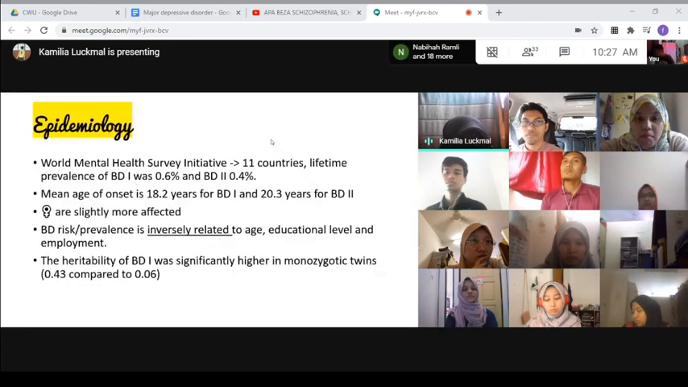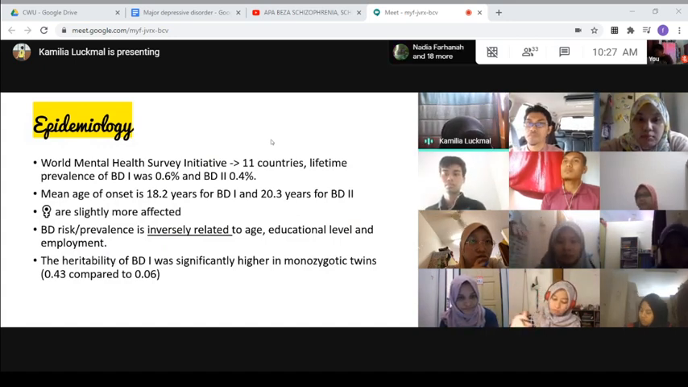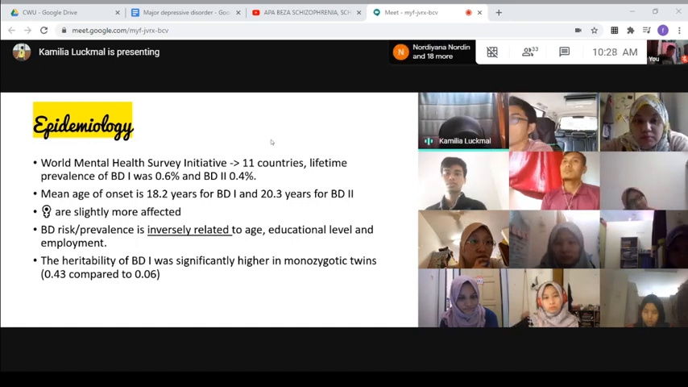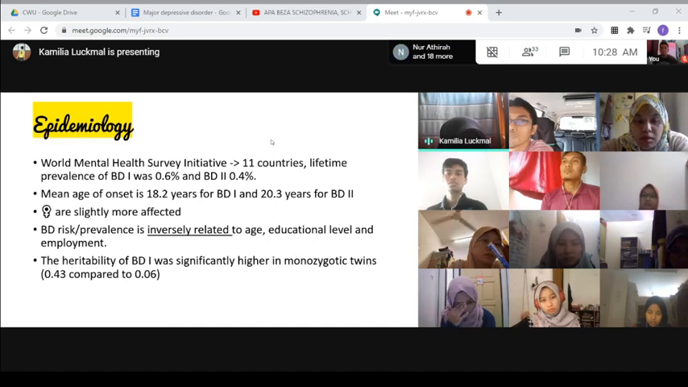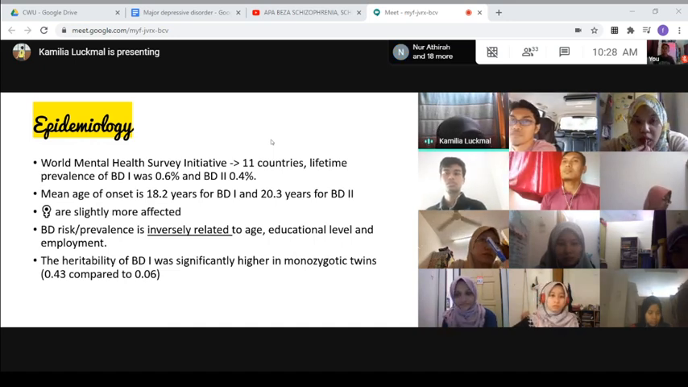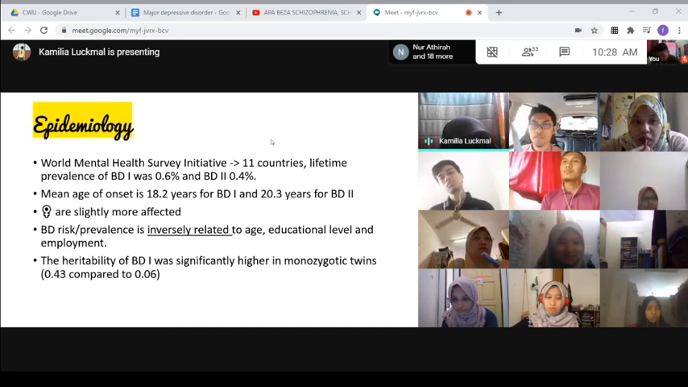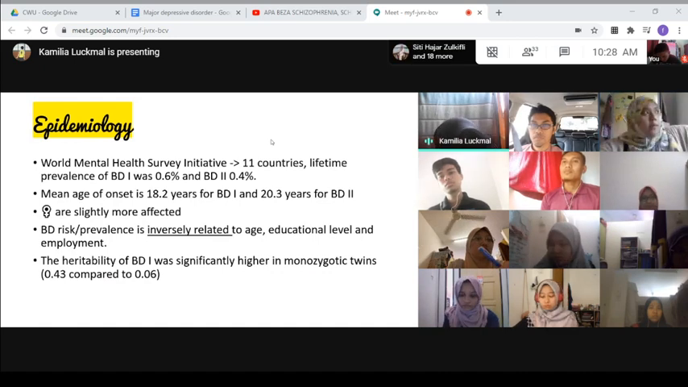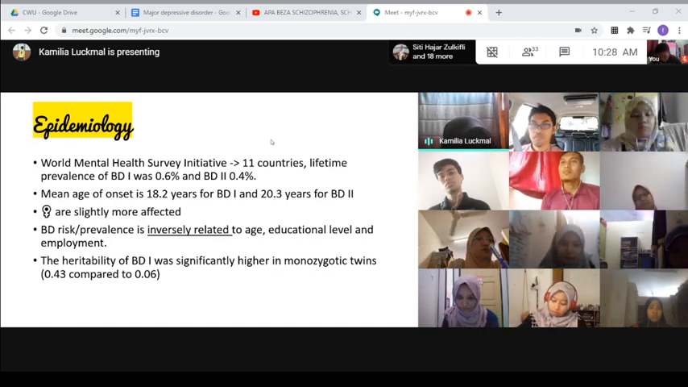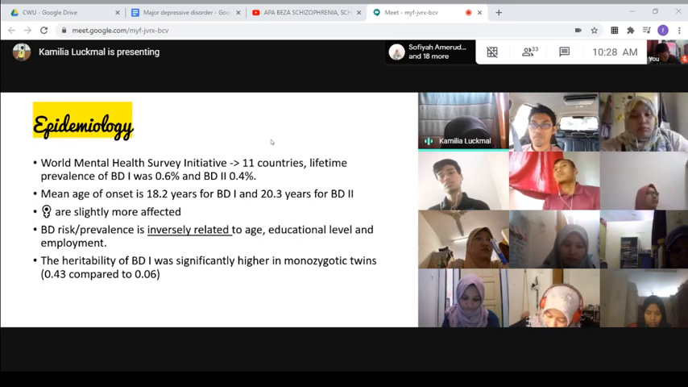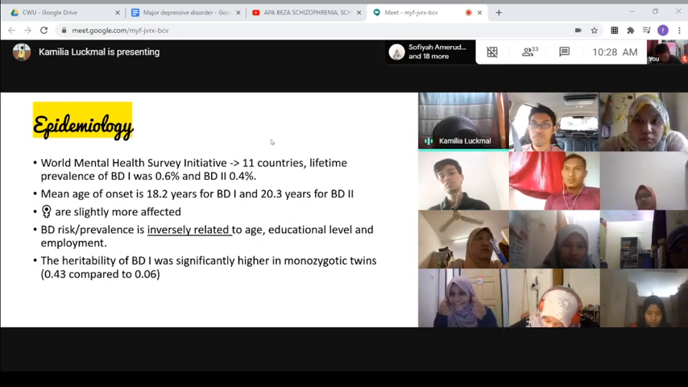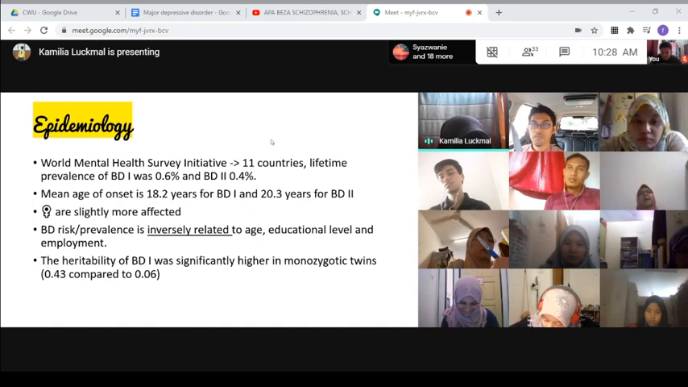So epidemiologically, a survey done on 11 countries noted that the prevalence of bipolar 1 disorder is 0.6%, while for bipolar 2 disorder is 0.4%. And the mean age of onset is in the early 20s, and women are slightly more affected. However, manic episodes and bipolar 1 disorder are more common in male, while bipolar 2 disorder is more common in female.